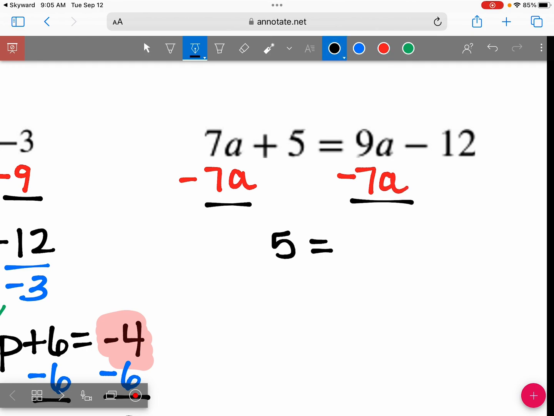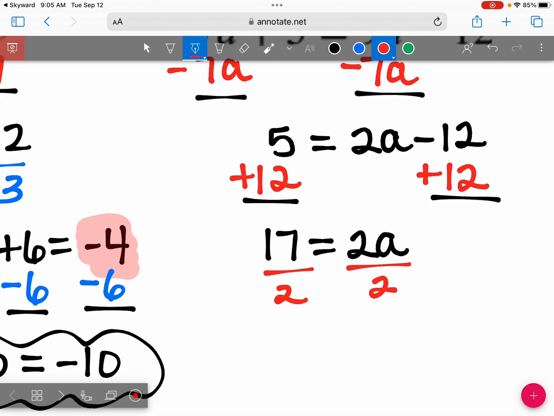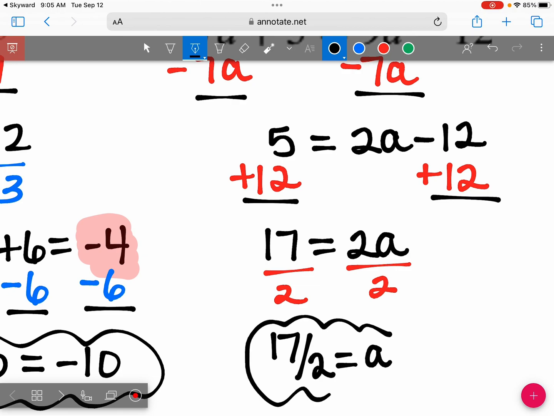So 5 equals 2a minus 12, because 9a minus 7a is 2a. And then I'm adding the 12. 17 equals 2a. And then your last step is to divide by 2. So a equals 17 over 2. And you could also write that as a decimal. I think as a decimal it would be 8.5.